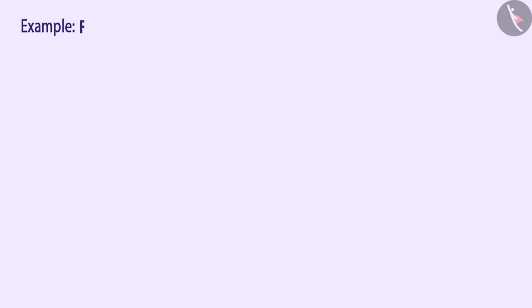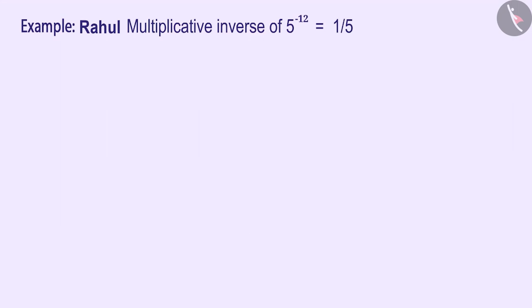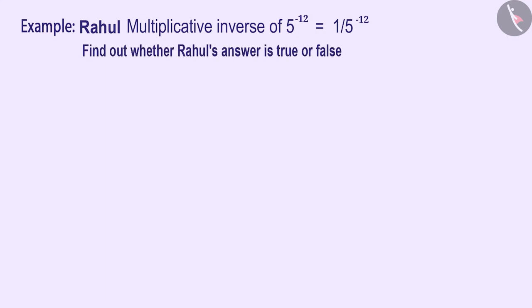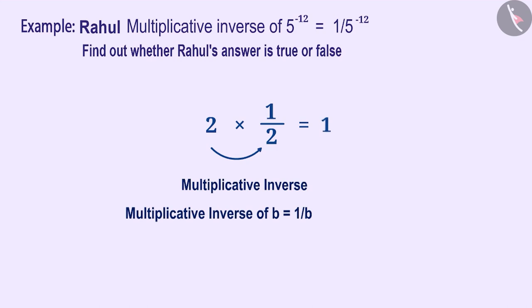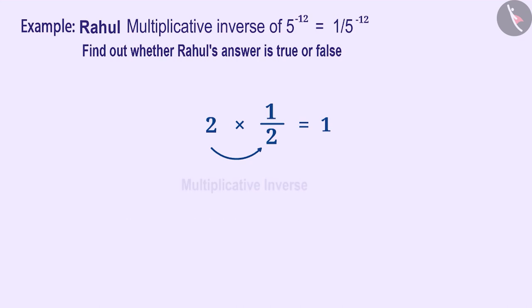Next, example 3. Rahul wrote the multiplicative inverse of 5 to the power minus 12 as 5 to the power 12. Find out whether Rahul's answer is correct or not. The multiplicative inverse of a number is the number with which multiplying the number gives the result 1. The multiplicative inverse of a number b is written as 1 upon b.